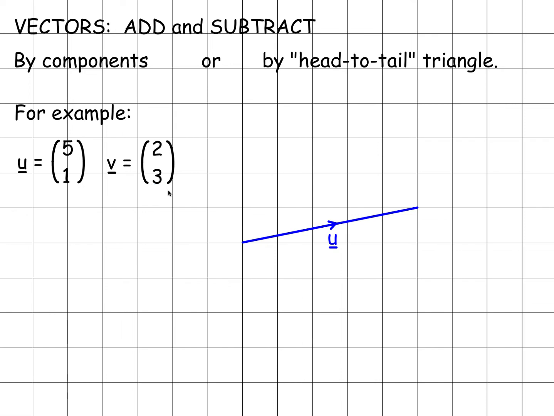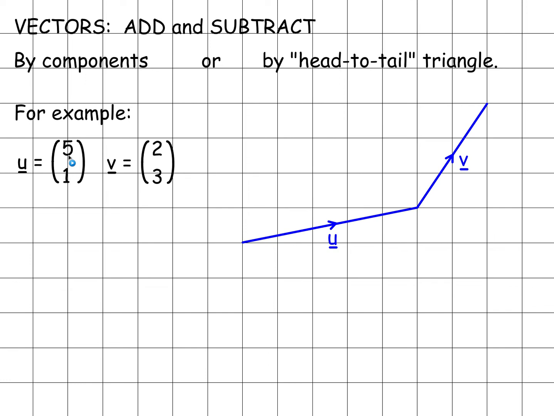So if we're going to add these together, we go from the end of u a further 2 to the right and 3 up. That's vector v. That's u and v being added. It's like going on a journey. You start here, you move along u. When you get to the end, as you get to the head here, you then follow vector v, 2 to the right, 3 up.